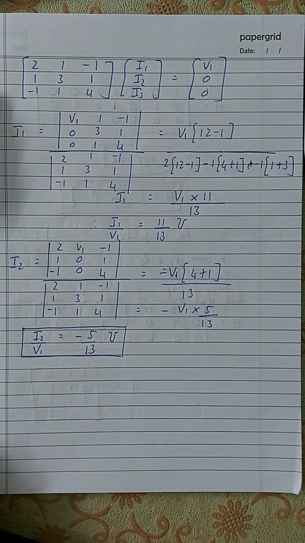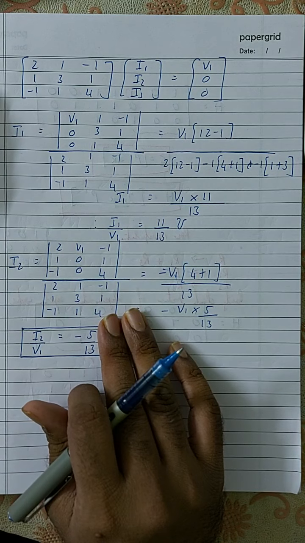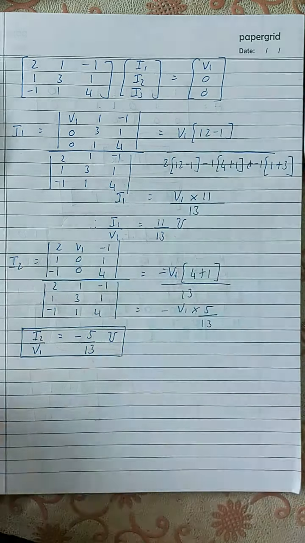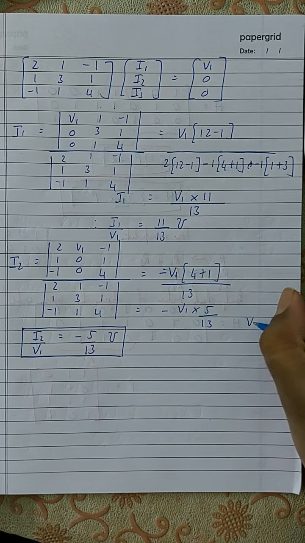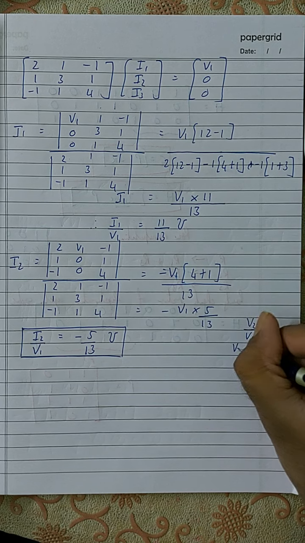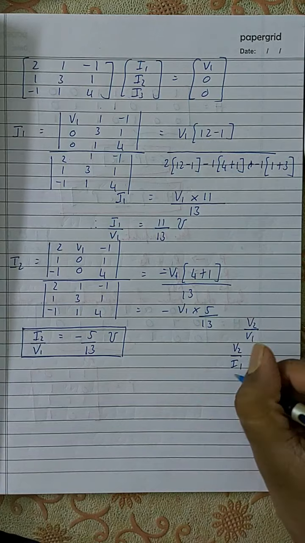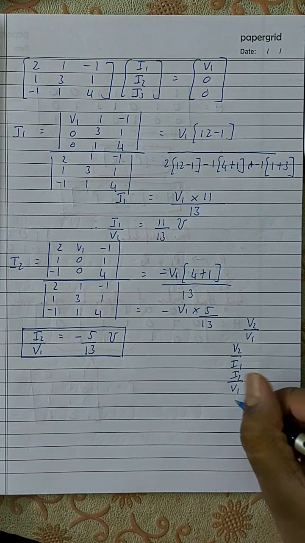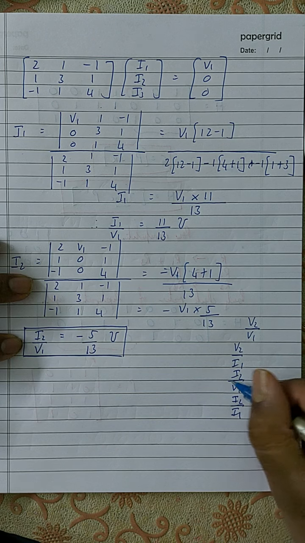Now next, you don't need to find the equation for I3, because I3 is not one of the port currents. I3 is one of the mesh currents, so there's no use of finding it. So now you need to find V2 by I1, and you need to find I2 by V1, and you need to find I2 by I1. And out of these four, I already found I2 by V1, so no need to find that.